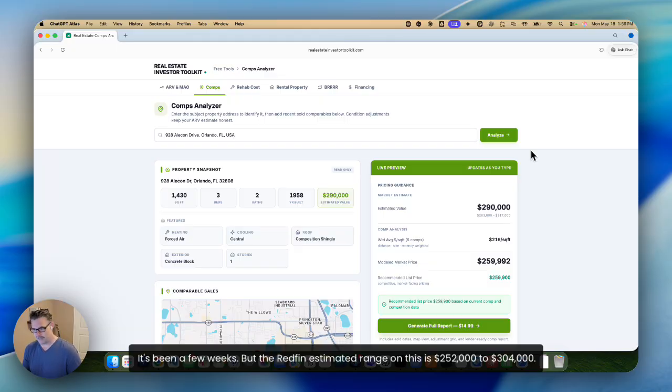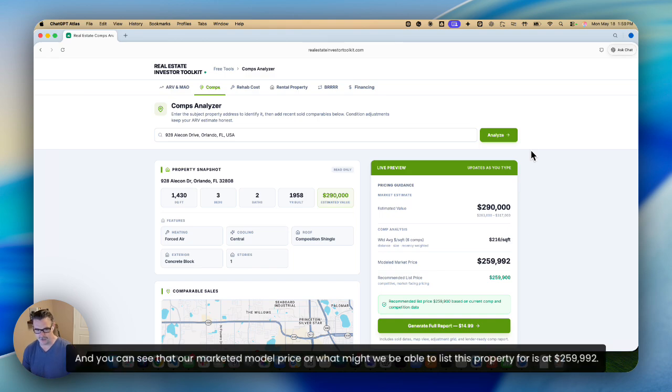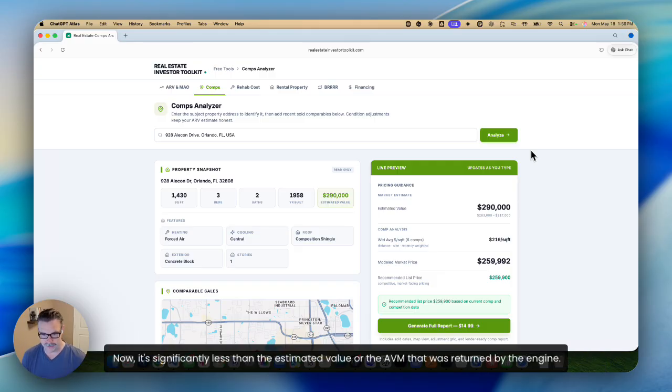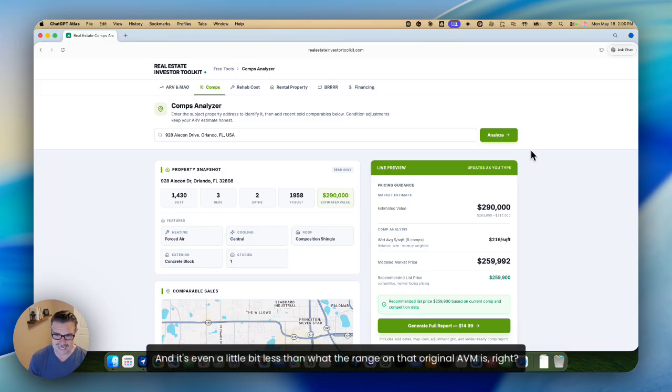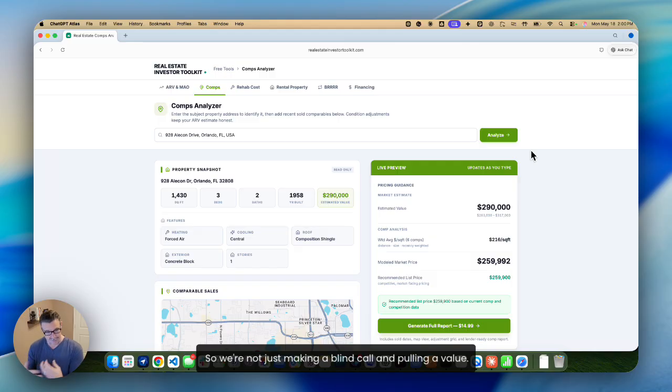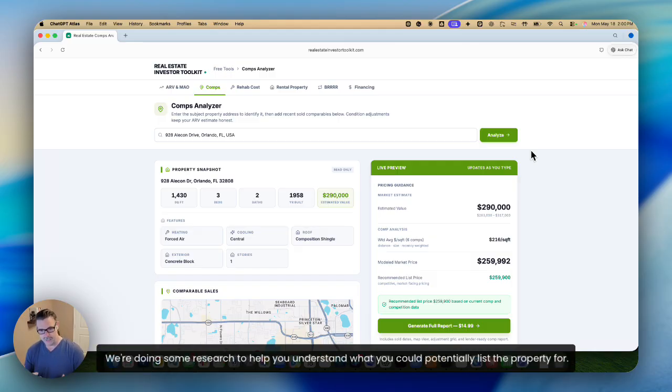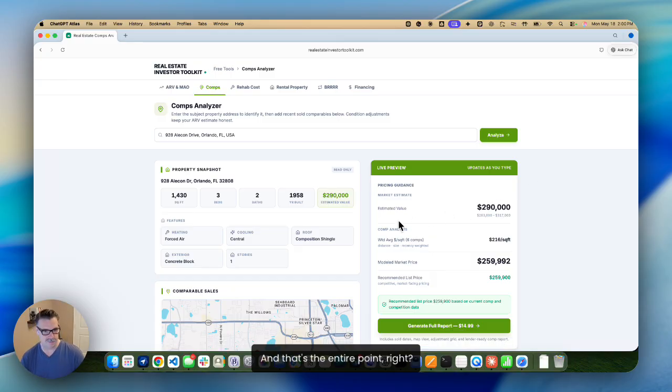But the Redfin estimated range on this is $252,000 to $304,000. And you can see that our modeled market price, or what we might be able to list this property for, is $259,992. Now, it's significantly less than the estimated value or the AVM that was returned by the engine. And it's even a little bit less than the range on that original AVM, right? So we're not just making a blind call and pulling a value. We're doing some research to help you understand what you could potentially list the property for. And that's the entire point, right?